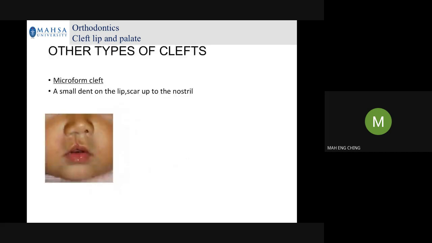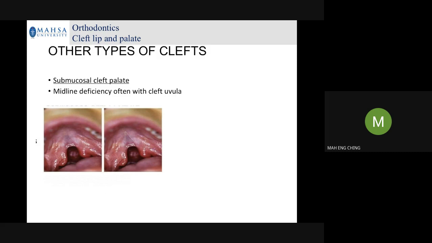So there are other types. This one, like I said, if the superficial epithelium didn't join, then we can create this microform cleft, only a small dent on the lips, but they don't have a complete cleft because it just failed to join on the superficial level. Deep down, the muscle is all joined. Just the superficial level is not joined. Then we have a submucous cleft palate and midline deficiency, often with a cleft of the uvula. So only the soft palate has this cleft. It can then extend to the hard palate.